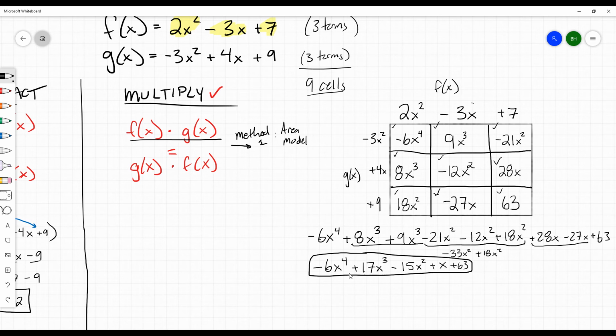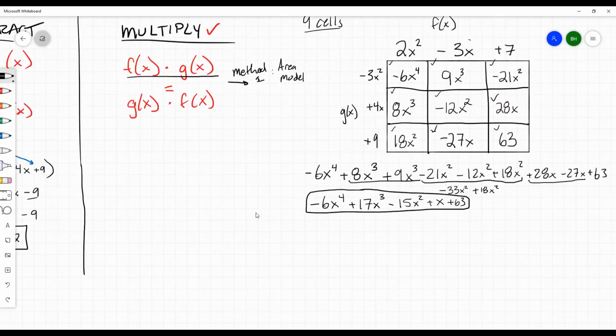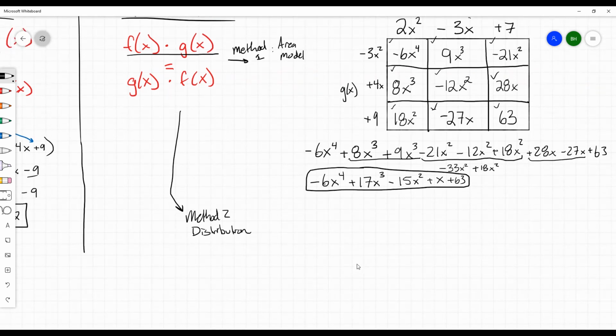So that's one way that you can multiply these. The second way that you can multiply is actually taking each of these polynomials and just doing distribution. So method 2 is just going to be distribution. And distribution makes it a little bit harder because you're doing the same thing as the area model up here, but you're getting all of the values in one line. And so you just got to make sure that you do everything correctly.